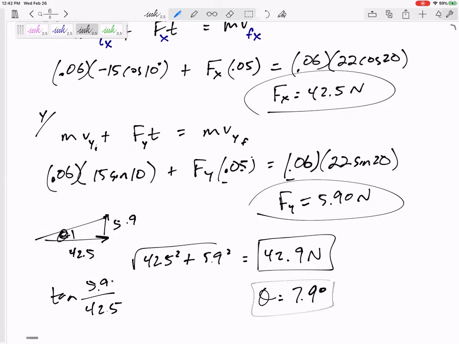So this is actually not the impulse, that's the force. If I was to multiply it times 0.05, then that would be the impulse. That's the force right there.